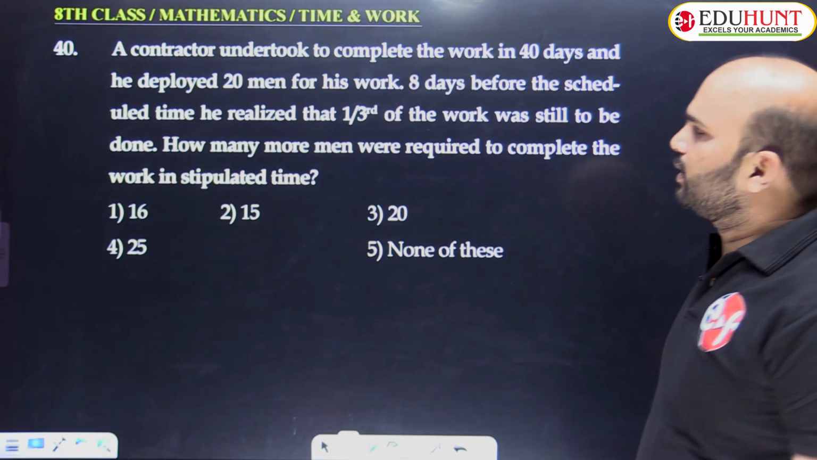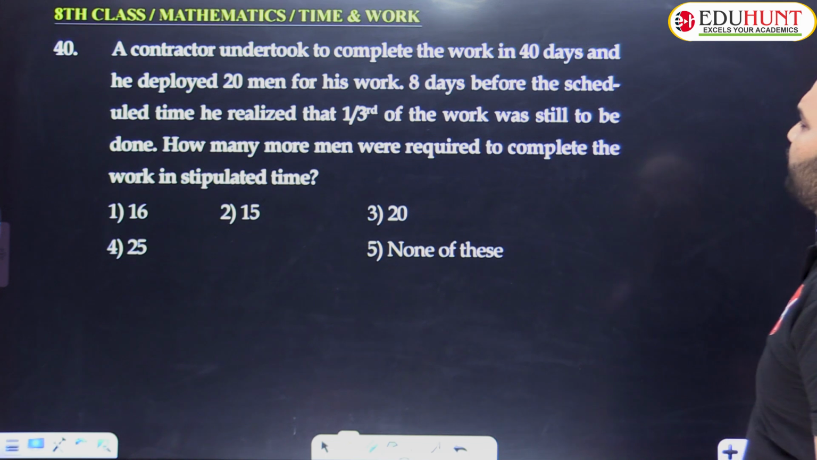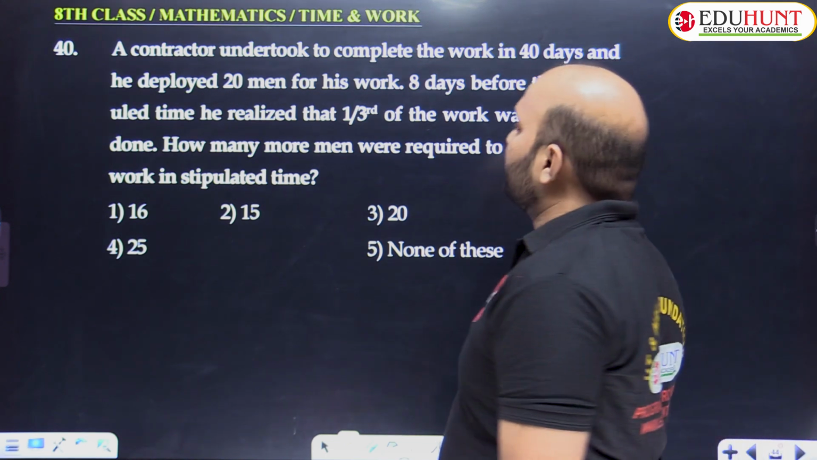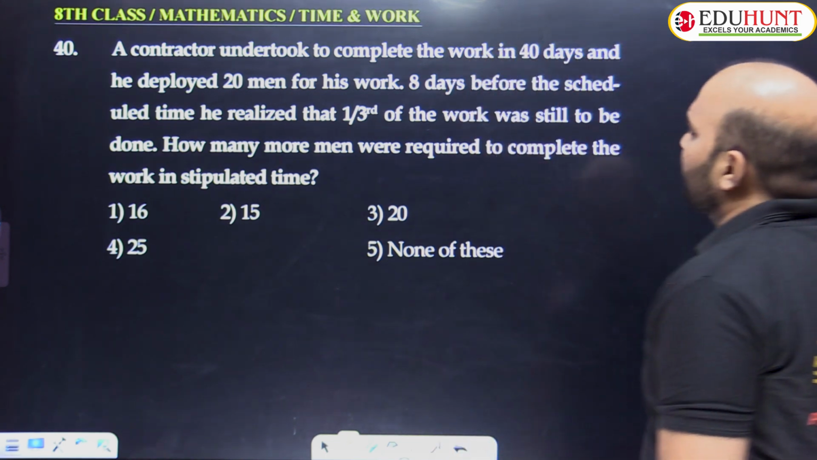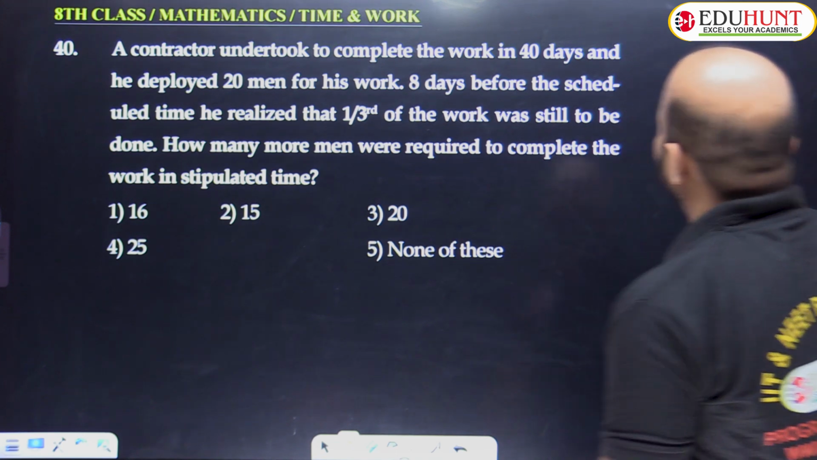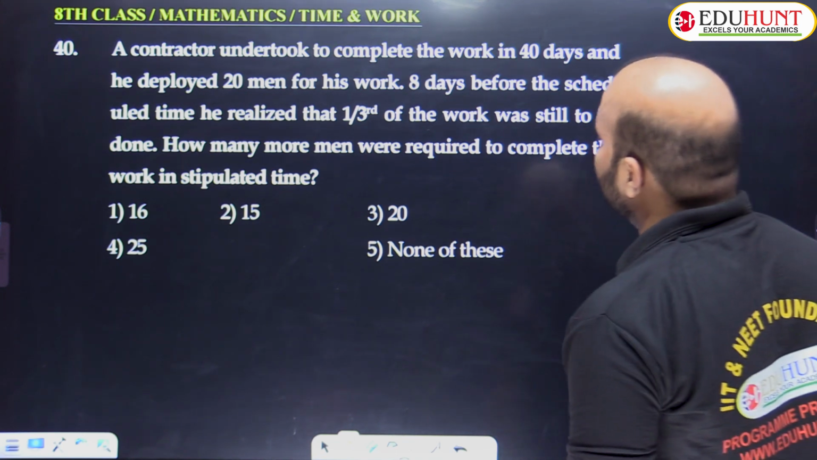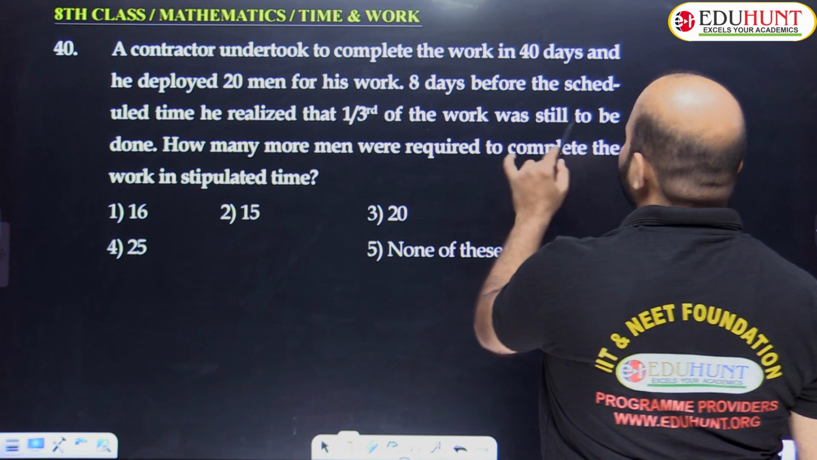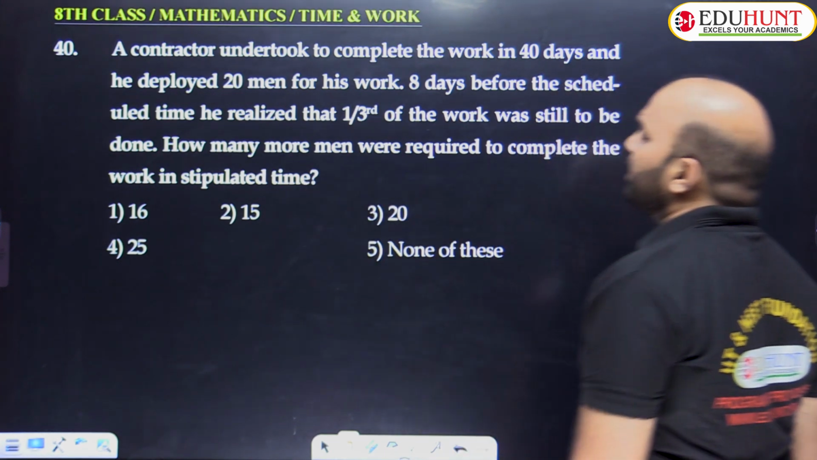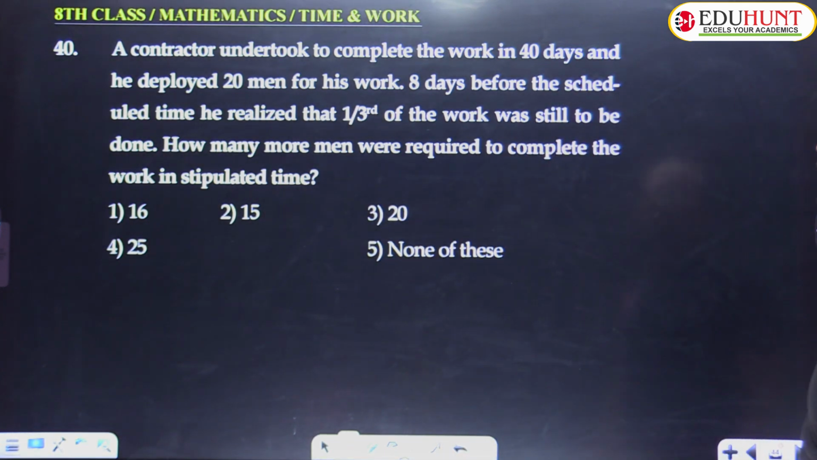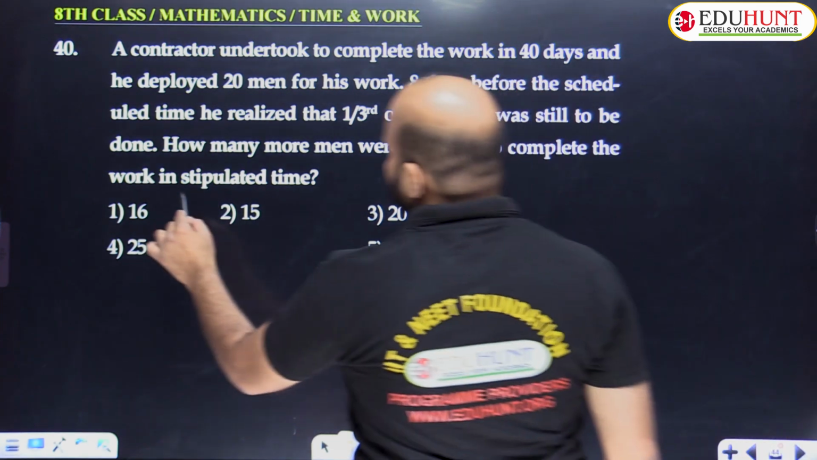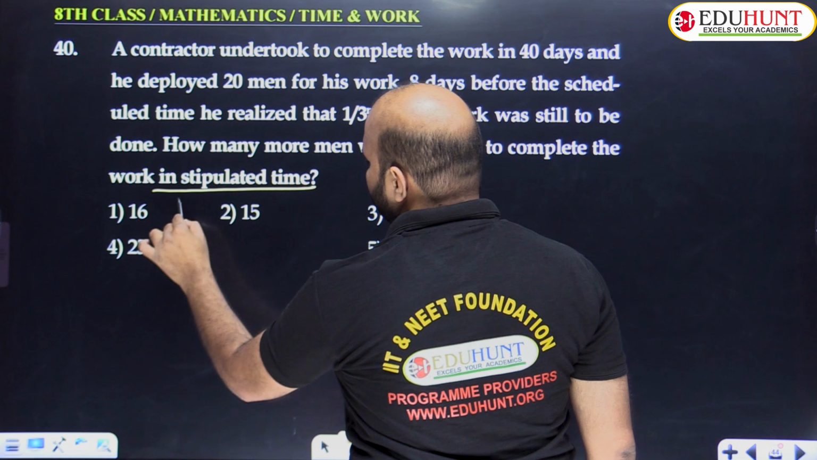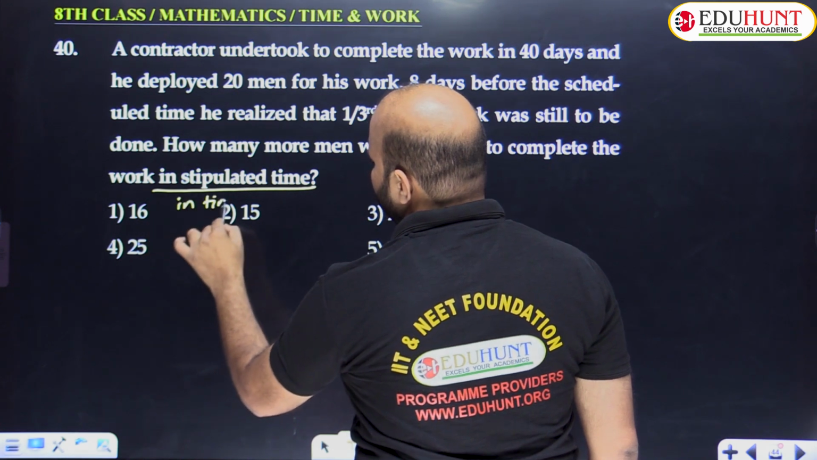Let's go to question number 40. A contractor undertook to complete a work in 40 days and he deployed 20 men for his work. 8 days before the scheduled time, he realized that 1/3 of the work was still to be done. How many more men were required to complete the work in stipulated time? Stipulated time means in time. So the work should be completed in time.